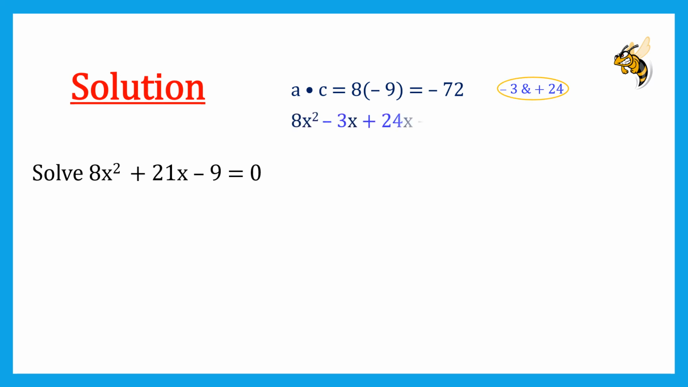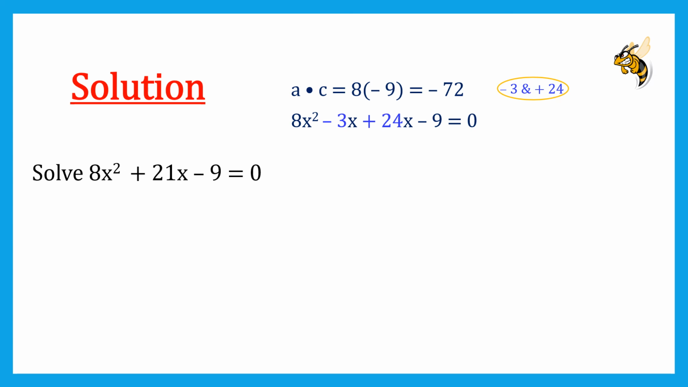So we're going to have 8x squared minus 3x plus 24x minus 9 equal to 0. You can double check: negative 3x plus 24x is 21x. The value is the same. We're not changing the value of the equation.